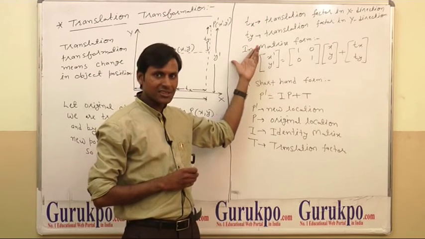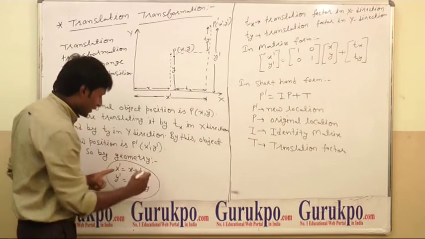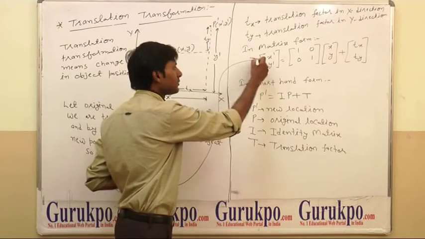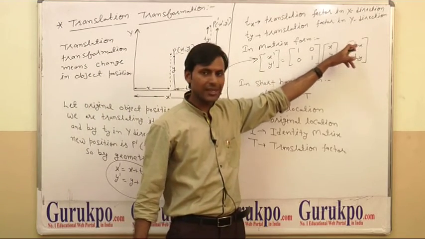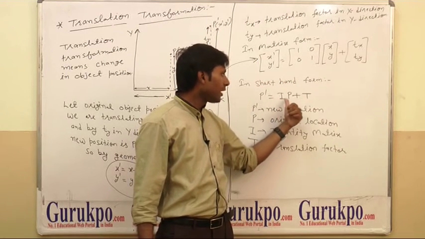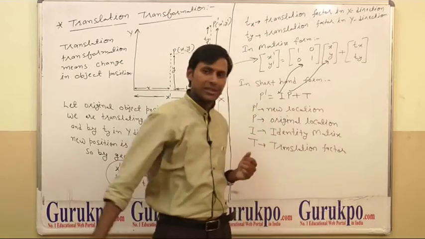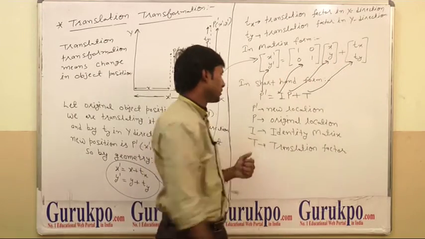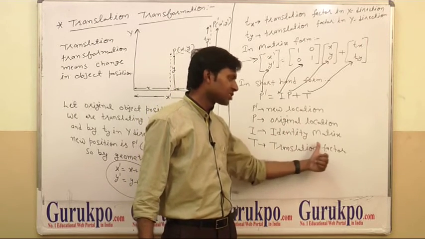We can also represent these translation equations in matrix form. The translation equations are x dash is equal to x plus tx, y dash is equal to y plus ty. This can be represented in matrix form like this: [x dash, y dash] is equal to [[1, 0], [0, 1]] times [x, y] plus [tx, ty]. And we can also represent this in shorthand form: P dash is equal to I P plus T. Here I is the identity matrix, P is the original coordinates, T is the translation factor. By translating it, the new location is this one. P dash is the new location, P is the original location, I is the identity matrix and T is the translation factor.